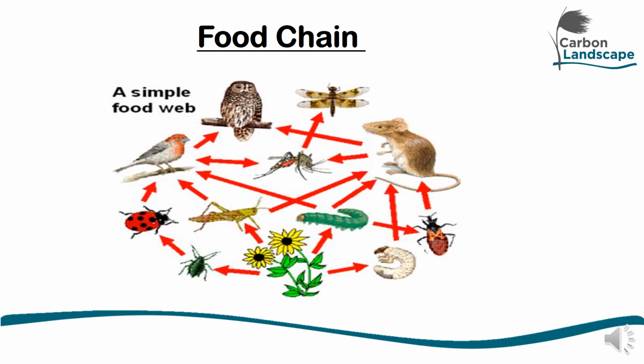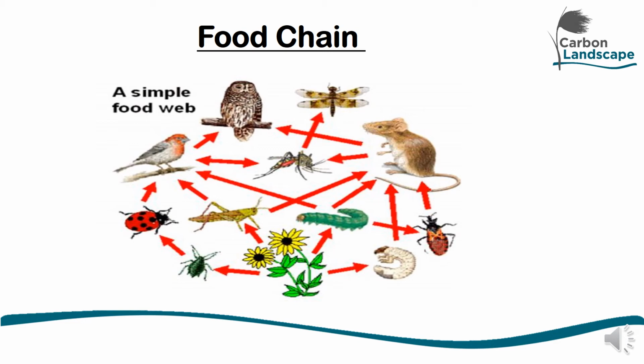mammals that eat the mammals that eat the bugs that eat the bugs that eat the plants, birds that eat the mammals that eat the bugs that eat the bugs that eat the plants, mammals that eat the birds that eat the bugs that eat the bugs that eat the plants, and of course mammals that eat the plants and birds that eat the plants.